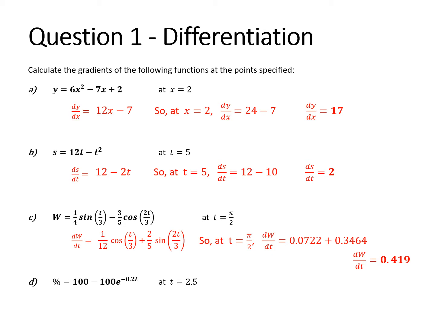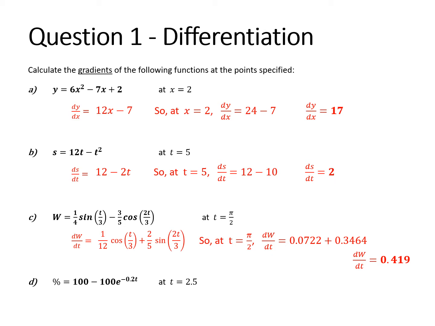Okay, the last question looks odd. It's got percent in there and just an e in there, which is a bit confusing. Do remember, whenever you get two variables, you can always call them x and y if you prefer. So percent you could replace by a y, and the t you could replace by an x if you wanted to, and that might help you. Certainly, we now need to differentiate it.